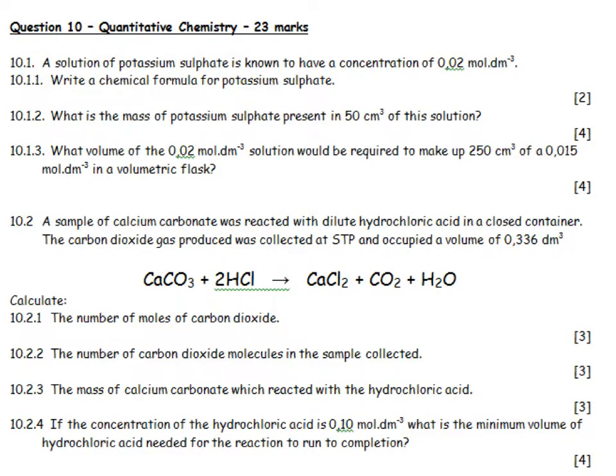A solution of potassium sulfate is known to have a certain concentration. Write the chemical formula for potassium sulfate. Potassium has a valency of 1. Sulfate has a valency of 2. Potassium, you need another potassium, so it's K2SO4.